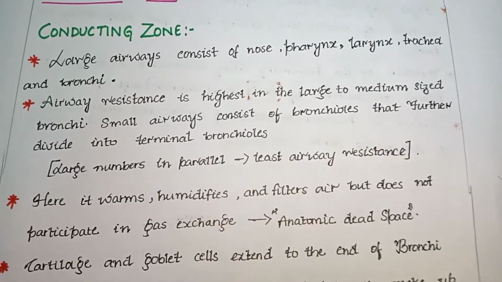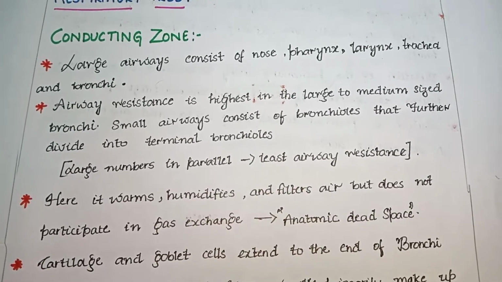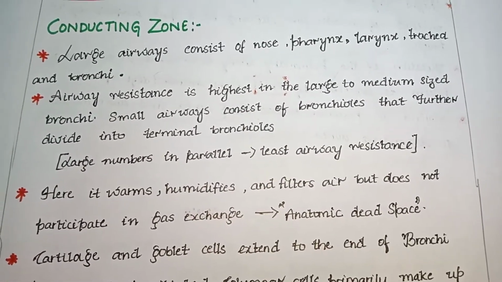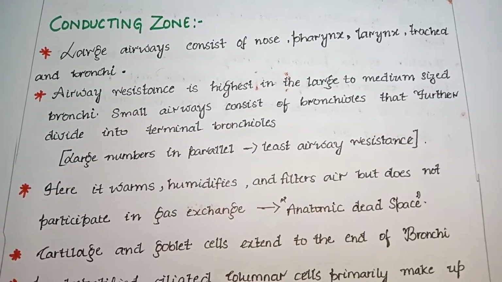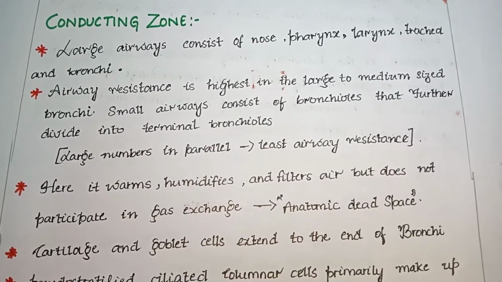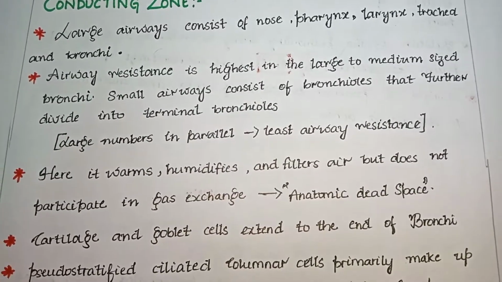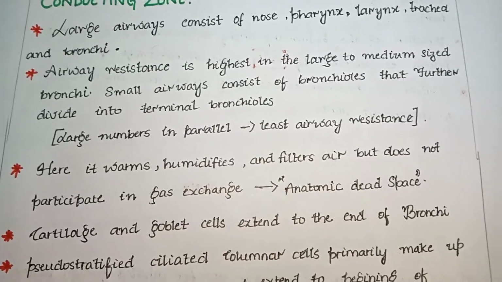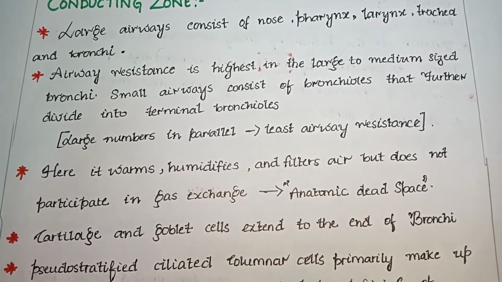Airway resistance is highest in large to medium sized bronchi, whereas airway resistance is least in small airways. Small airways consist of bronchioles that further divide into terminal bronchioles. When large numbers of them are in parallel, there is least airway resistance. Here, it warms, humidifies and filters air but does not participate in gas exchange. So it is called anatomic dead space.